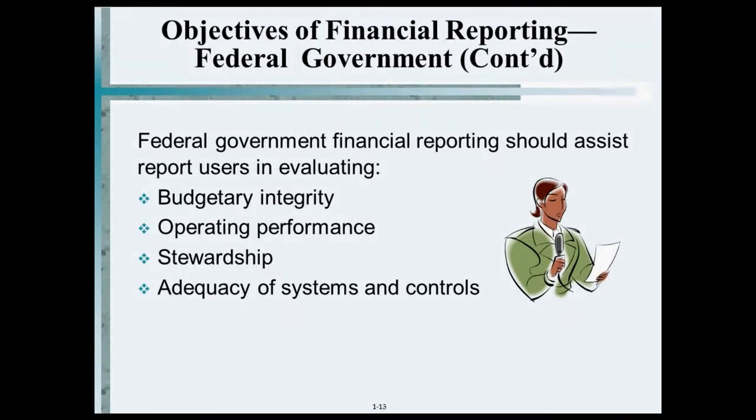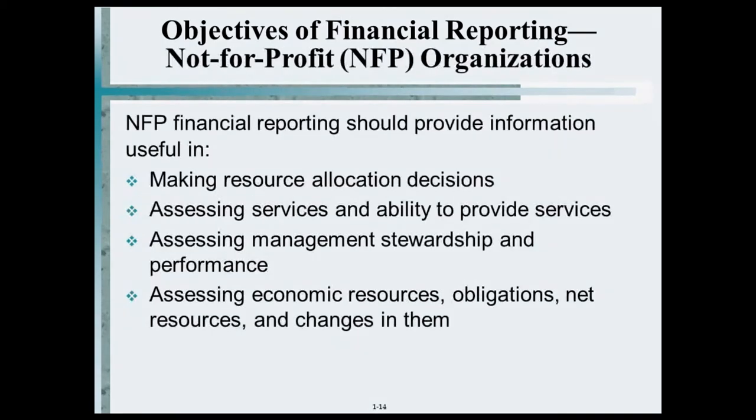What you'll see is, in the federal government, there is also an assessment of the operating performance. Does GASB deal with operating performance? In those financial statements, were there any issues dealing with performance data? No, nothing, right? In fact, they tried to do it and people weren't very happy with it. And then not-for-profits deal with resource allocation decisions. So the bottom line is, you should know the objective of financial reporting for federal government, for state and local government, and not-for-profit. You should know what the objectives of financial reporting are for each one of those three.